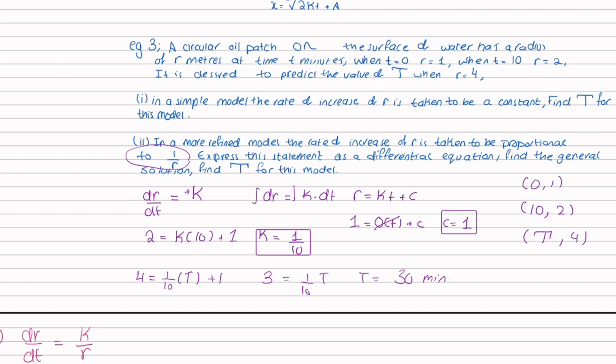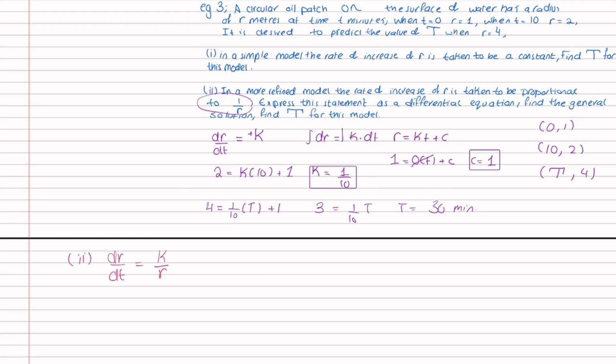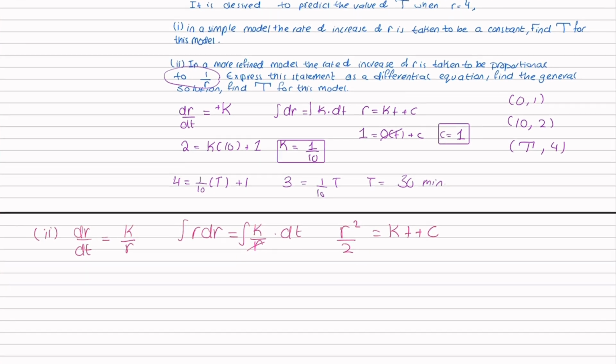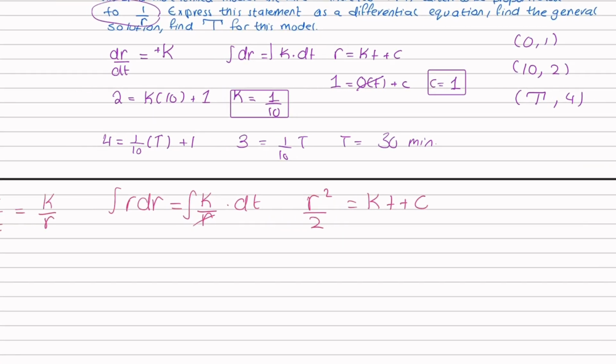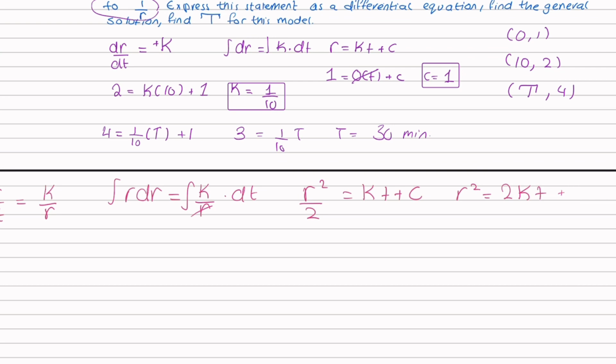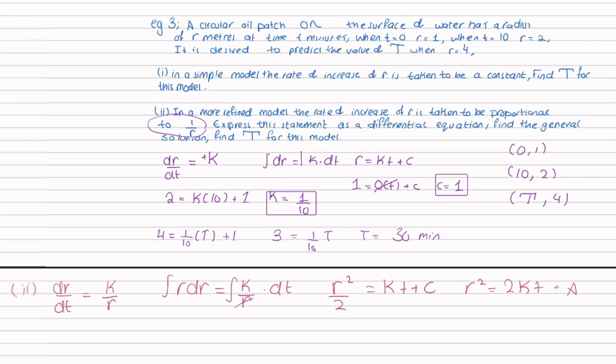He said express this statement as a differential equation. We already did this. Now find the general solution. To do that, as I've told you, send the dt to this side, so k over r dt, multiply either side by r, and we get r dr equals k dt. If we integrate, we get r squared over 2 equal to kt plus c. Now this is the general solution, but I'm going to multiply everything by 2 because I don't like r being multiplied by other things. So we can just erase this and write it as a different constant. Let's call it a.